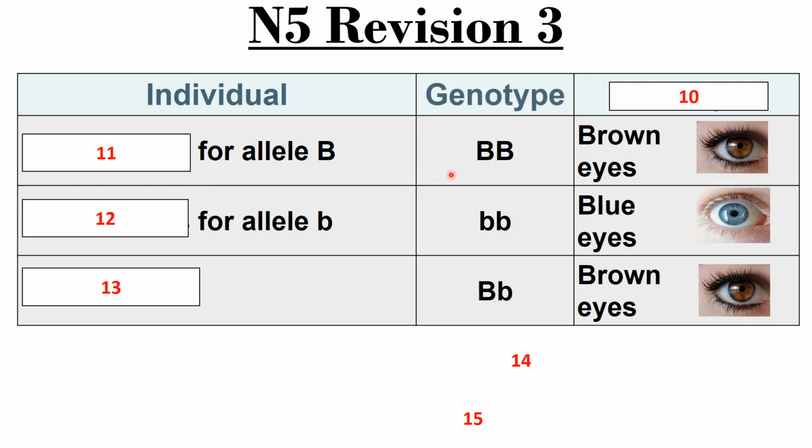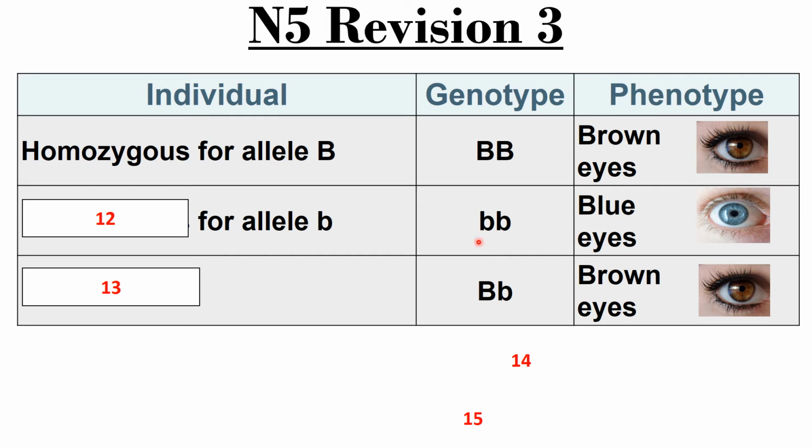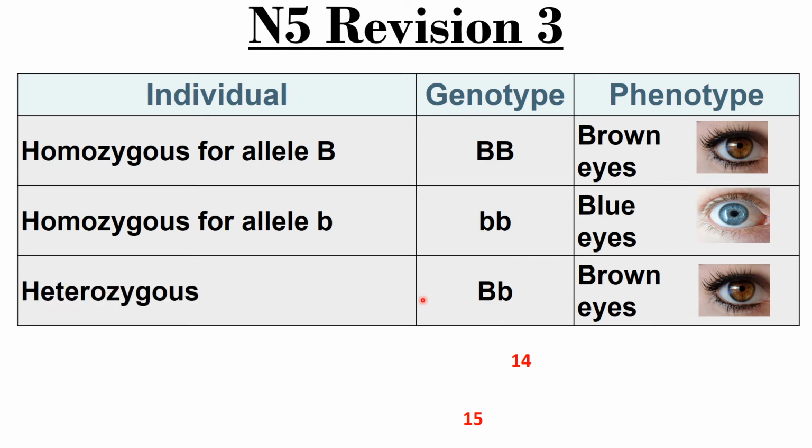So number 9, because it's the letters, that's the genotype. Number 10, the actual characteristic, what you see, that's the phenotype. If that's big B, then 11 is homozygous. This one here, 12, also homozygous because both alleles are the same. And then this one, the alleles are different, so 13 is heterozygous.